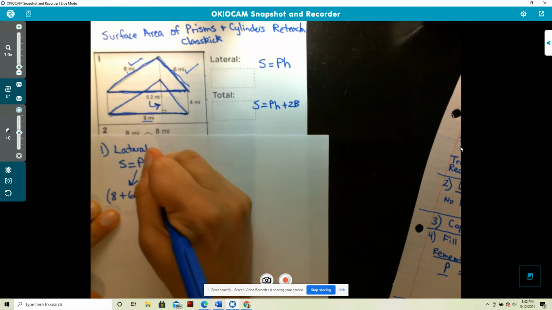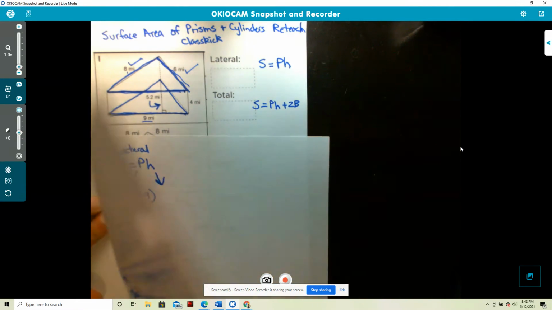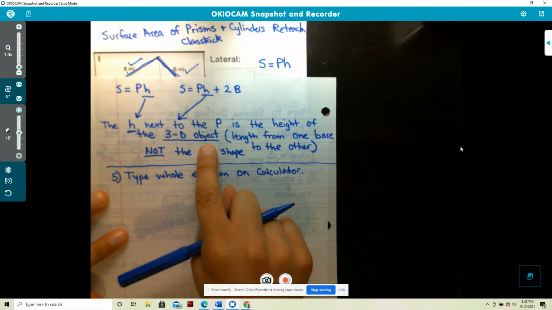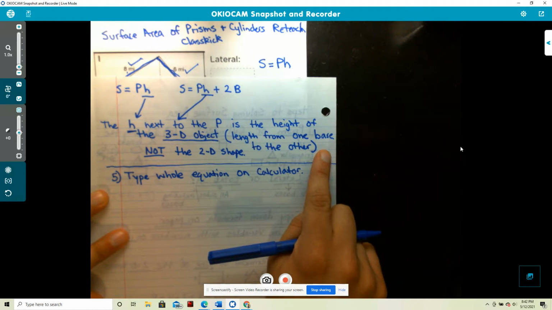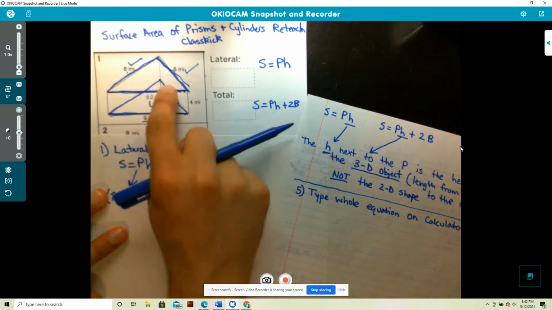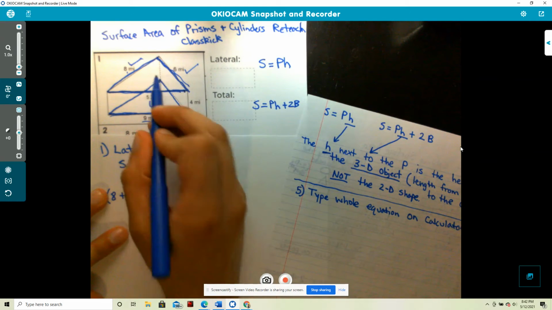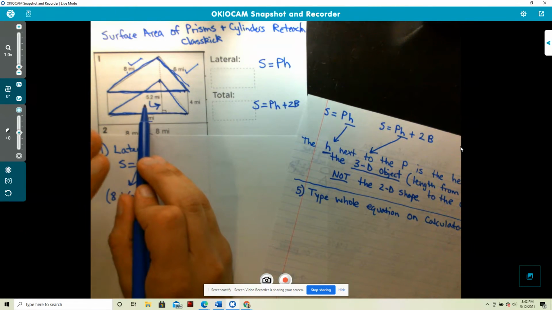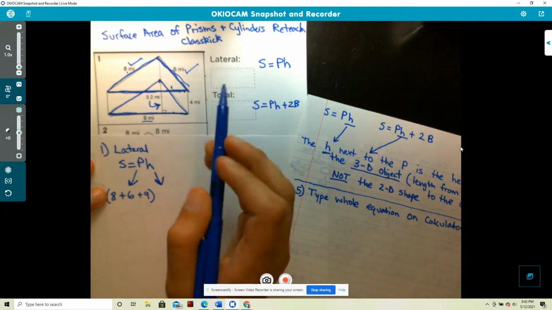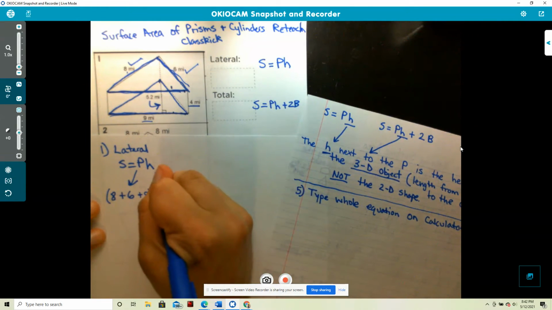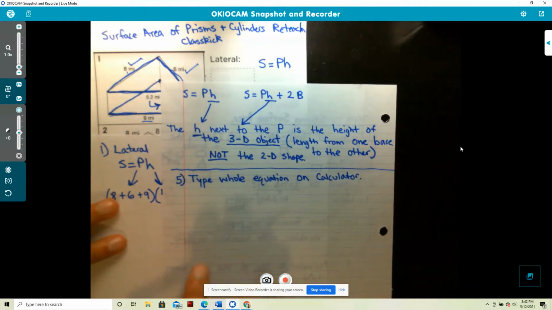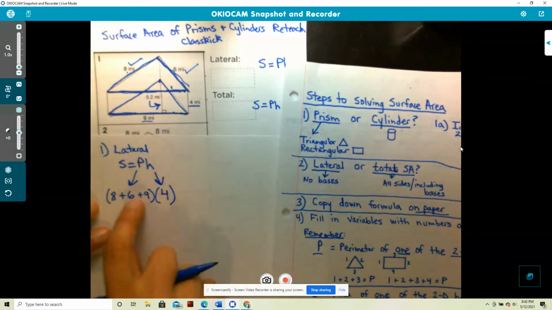And then for H, remember our H, and I wrote a little note over in the back. It says the H next to the P is the height of the 3D object. So remember, the length from one base to the other, not the 2D shape. There are two different types of heights. There's the height of the actual two-dimensional shape, which is from here to here, the 5.2, just looking at the 2D shape. And then there's the height of the actual 3D object, which is from one base to the other base. In this case, it would be 4. So we would plug in 4 for H, because the H that's always next to the P is always the height of the 3D object. So we plug this in the calculator.